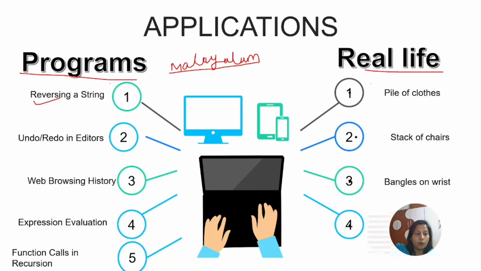And the next one, undo or redo in editors. I hope in a Word document, if you have made some mistake, you do undo and redo operations, right? Next one, web browsing history. When you want to go back, there is a back button like that.